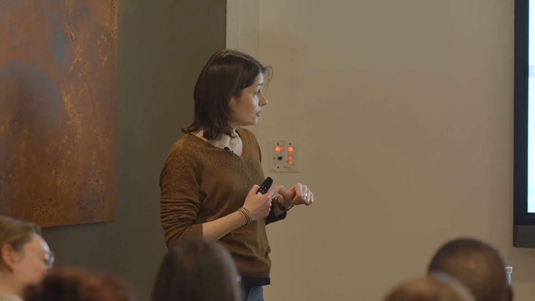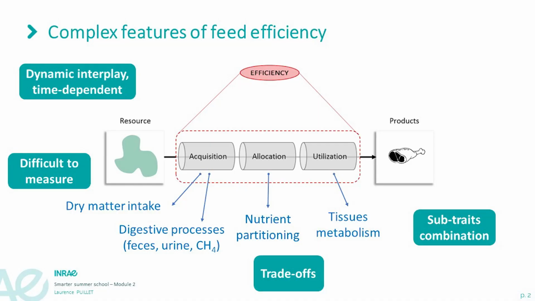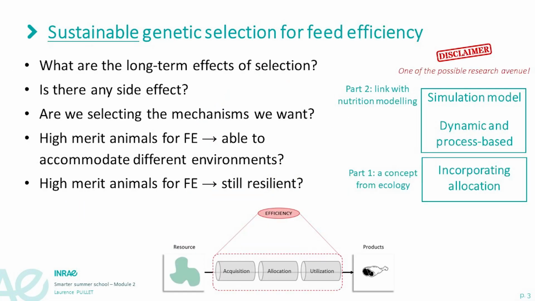So feed efficiency is first difficult to measure, and then there is substrate combination, because you can be efficient by combining different aspects of all these traits. The whole thing is dynamic and time dependent, so it's another level of complexity. And you may have some trade-offs among all those different processes that are below the general property of feed efficiency.